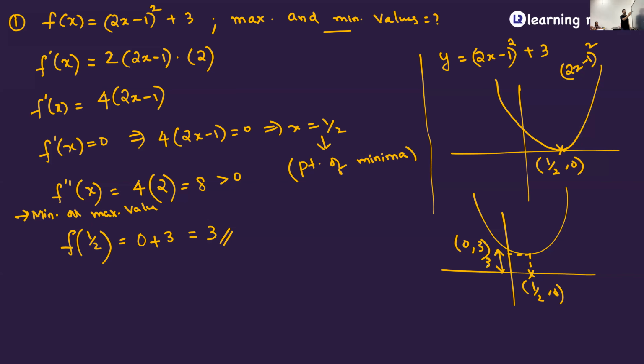So critical point is x is equal to half, and the minimum value came out to be 3. Are you able to understand the meaning of this? So this is the relation between the theoretical one and the graphical representation. Please make a note of it.